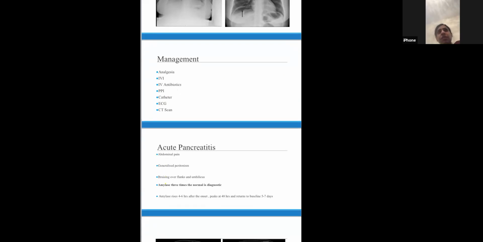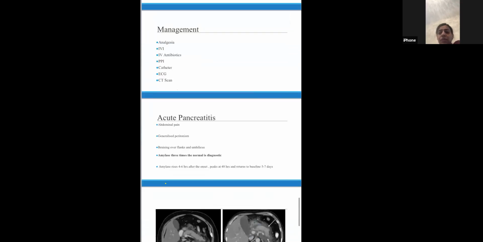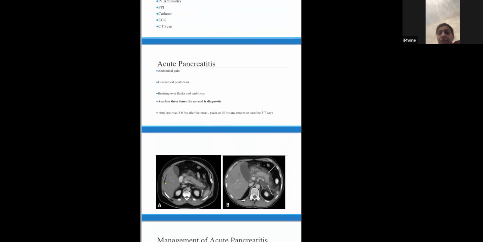But if the patient presents to you within a couple of hours, you may actually get a normal amylase, because we know that the amylase level rises between 4 to 6 hours after the onset of pain and peaks at 48 hours. And by 5 to 7 days, it comes back to normal. So, a couple of scans for you.